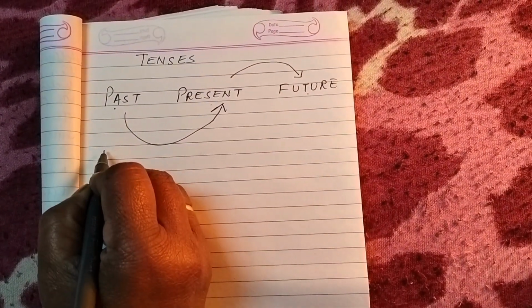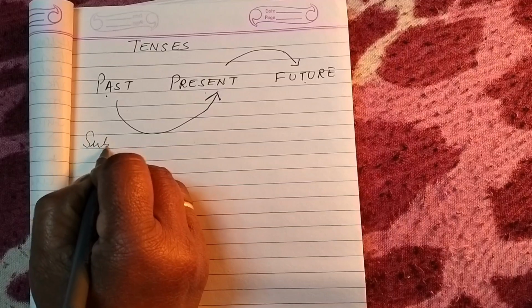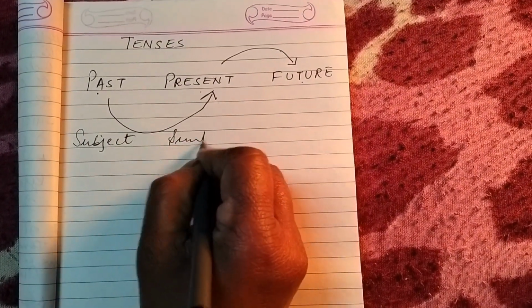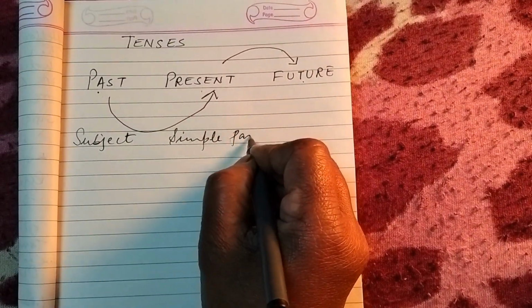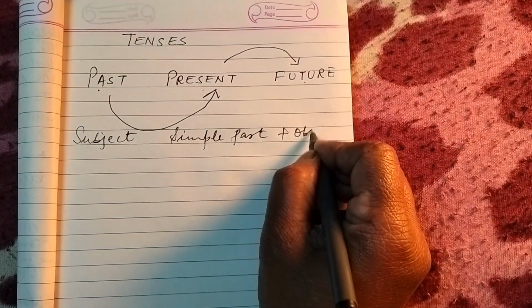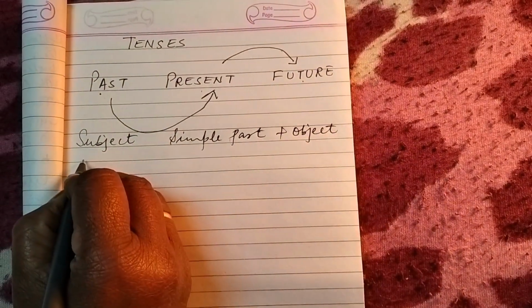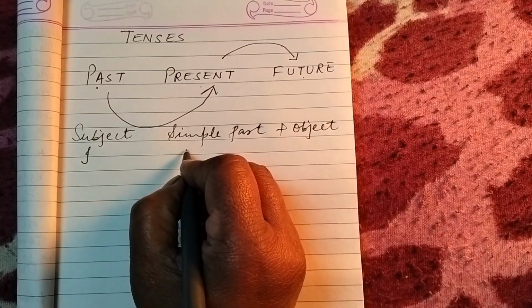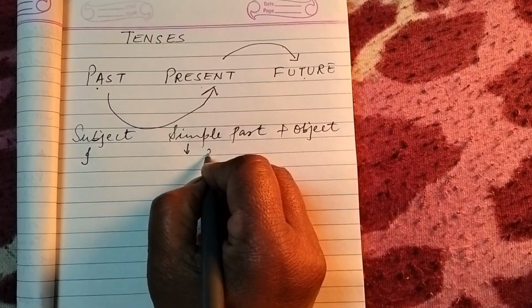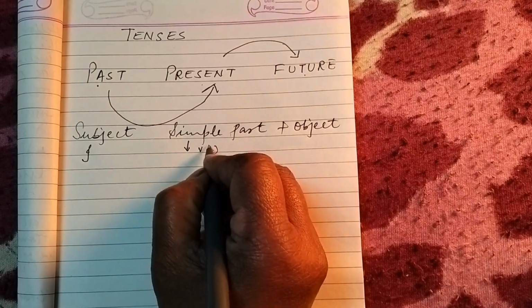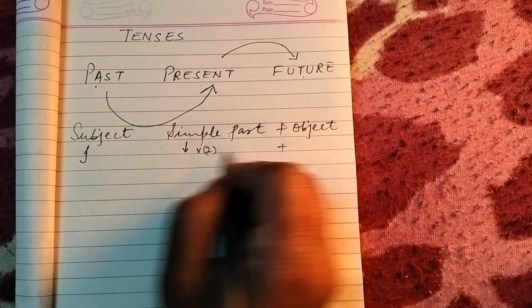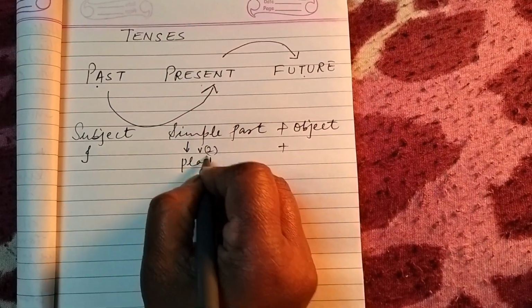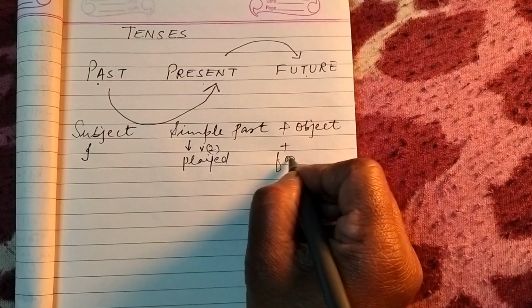So first of all, subject, simple past, plus object. Subject means I. In simple past, we always have to put the second verb form, plus object. I played football.